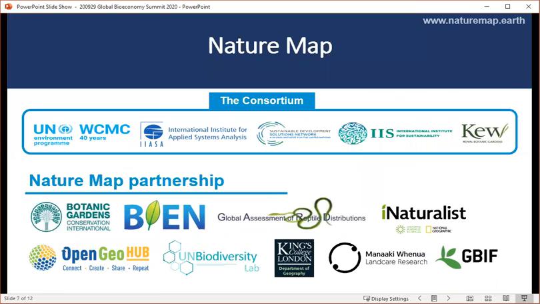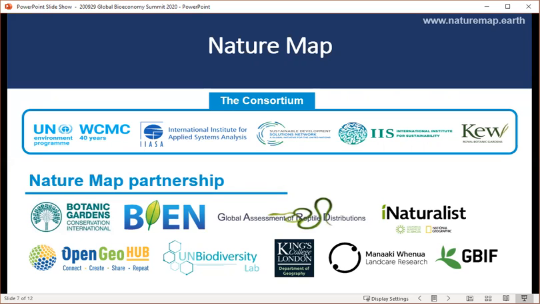The second effort I briefly want to describe is NatureMap, led by a consortium involving UNEP-WCMC, the World Conservation Monitoring Centre, IIASA, the SDSN, the International Institute for Sustainability in Rio, and Kew Gardens.